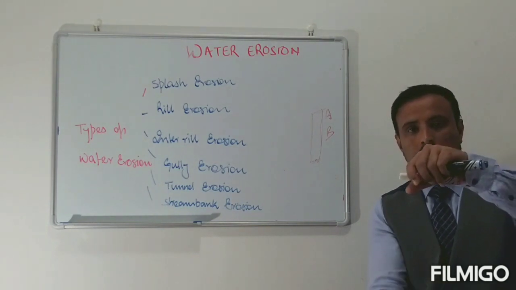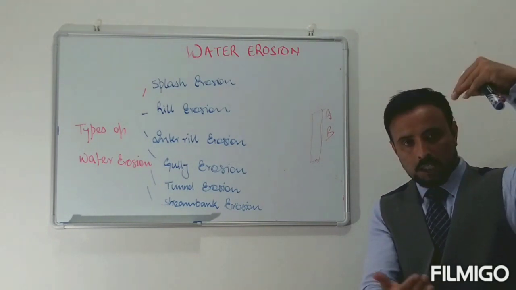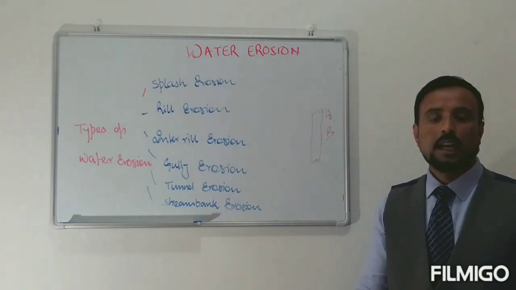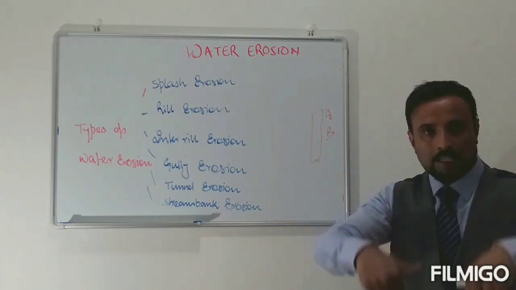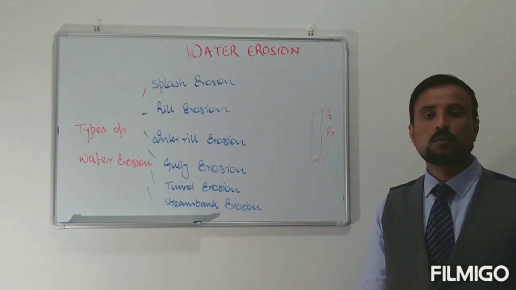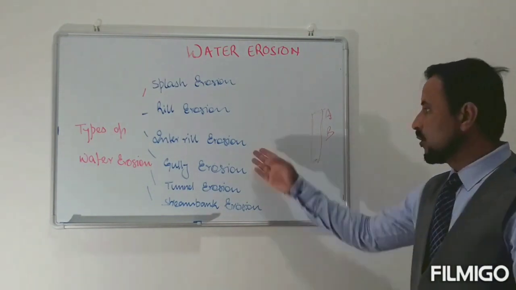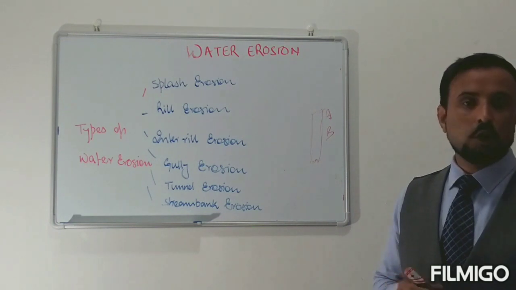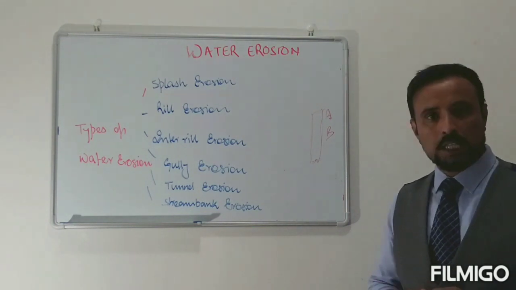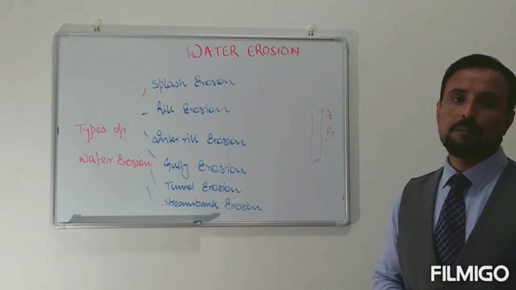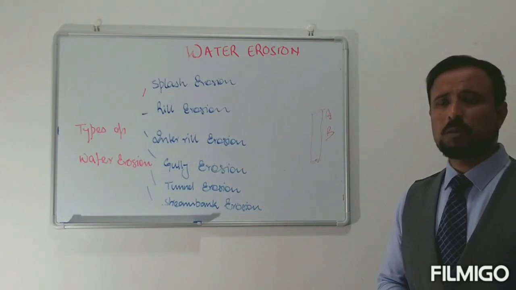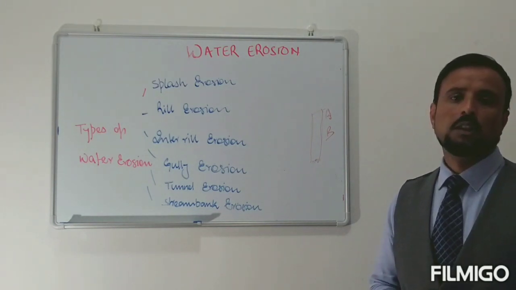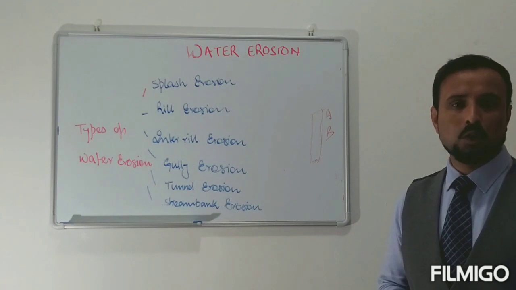And when the B layer comes down, the top layer suddenly goes into the ground and makes a big tunnel-like structure inside the ground. This kind of tunnel erosion mostly happens when the B layer or B horizon of the soil is sodic in nature, and normally it happens because of animal burrowing.